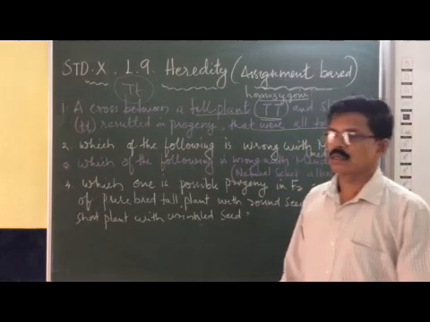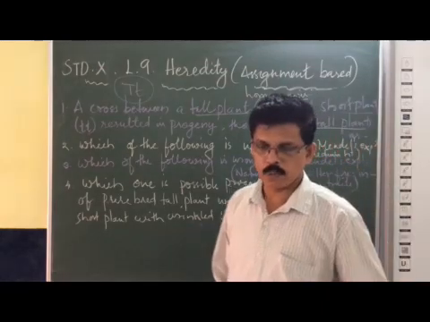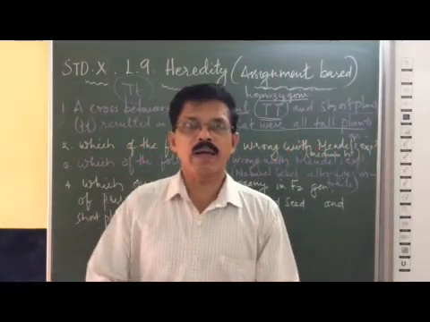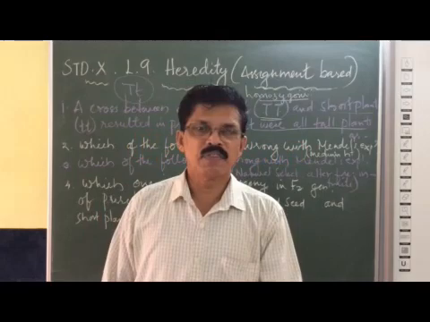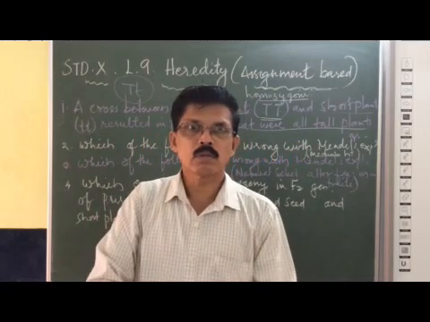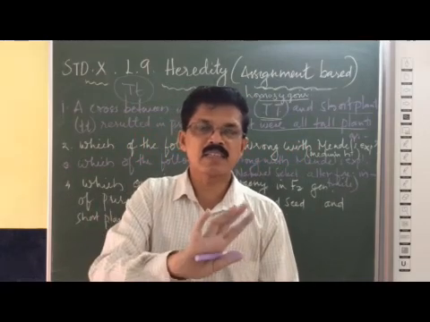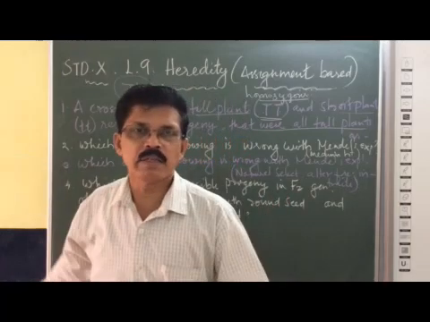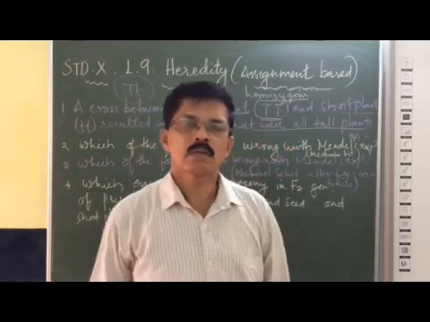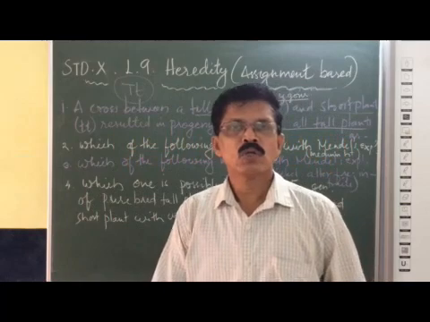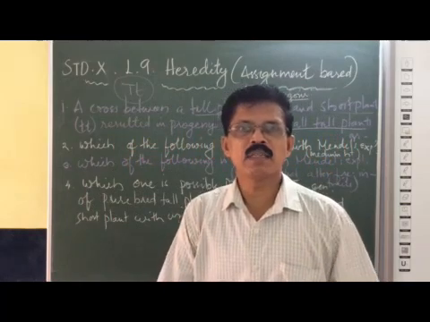Second one, which of the following is wrong with Mendel's experiment? Mendel said there are two traits for height. The height of the plant has two contrasting features. What are they? Tall and short. The medium size has never been there in Mendel's experiment. So medium height will never be there.